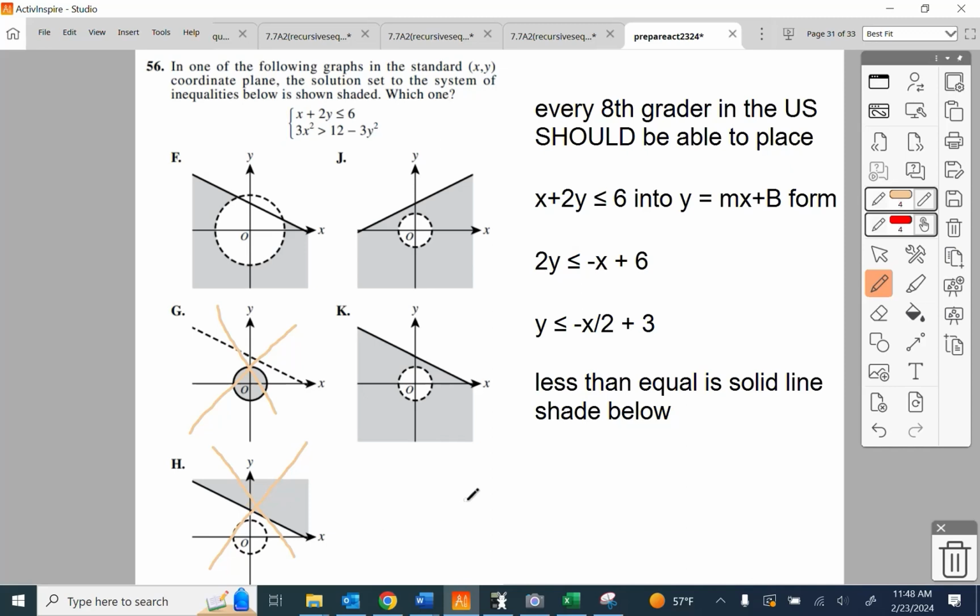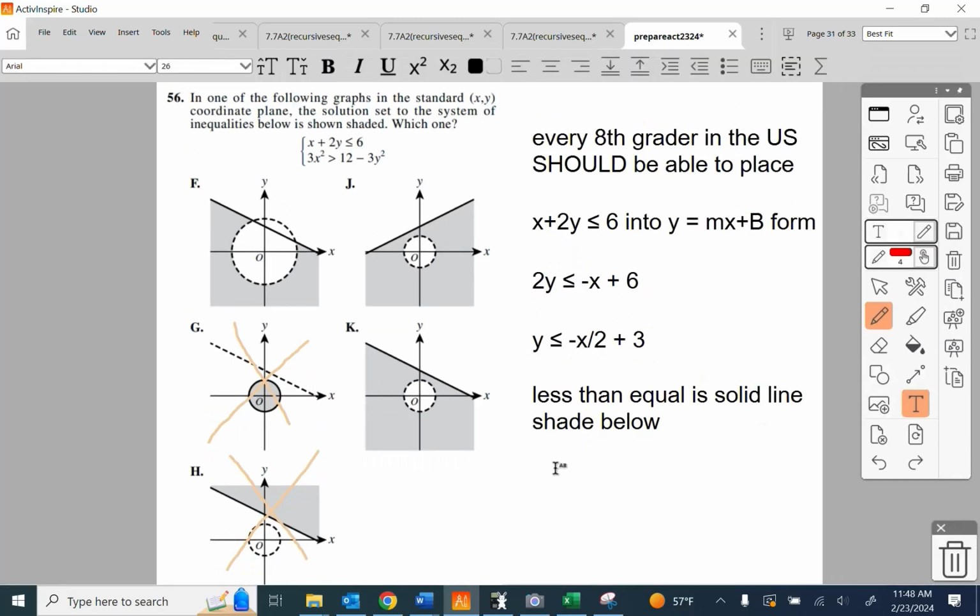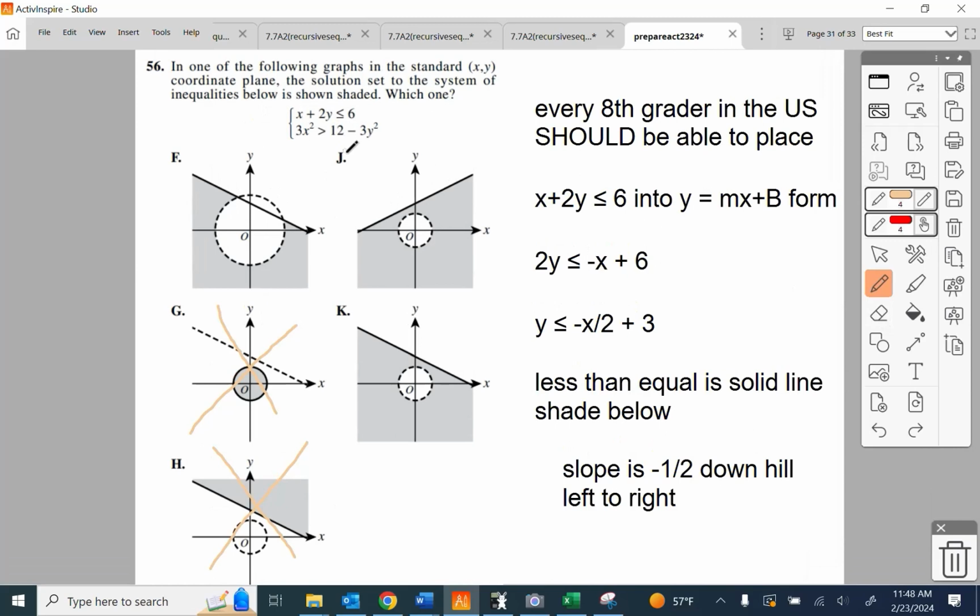Now, what else do I know? I know that the slope is negative 1/2, which is downhill, left to right. I know that. That's what I was taught when I was in middle school. I can throw out J because J is uphill. I may not know what's going on here, but because I understood y equals mx plus b, I eliminated 3 choices. So I have to be either K or F.